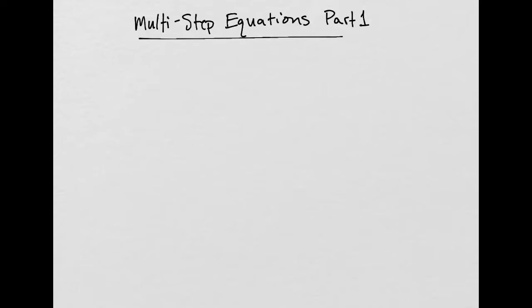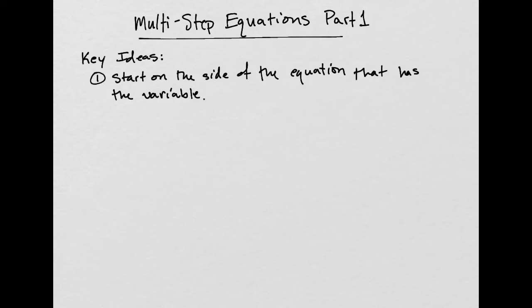All right, we're going to be looking at multi-step equations. This is the first part, trying to break it down into small sections. So let me write down the key ideas. The first key idea is to start on the side of the equation that has the variable.